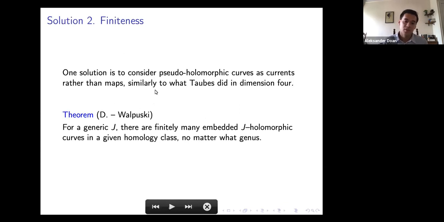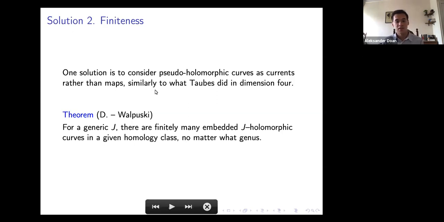So one solution to this is to consider pseudo-holomorphic curves as currents rather than as maps. This is very similar to the invariant that Taubes introduced in dimension 4 that I already talked about. He considered curves that are possibly disconnected and have components of different genera. And in order to endow the moduli space of such curves with a topology, he used the topology of currents.